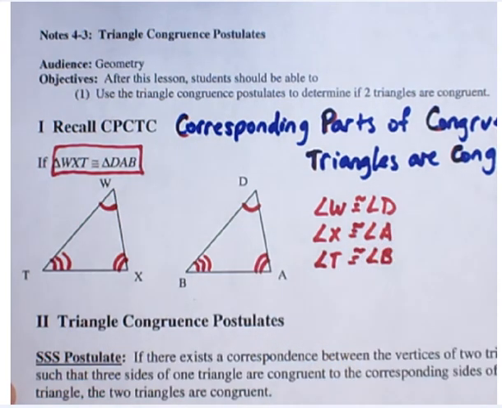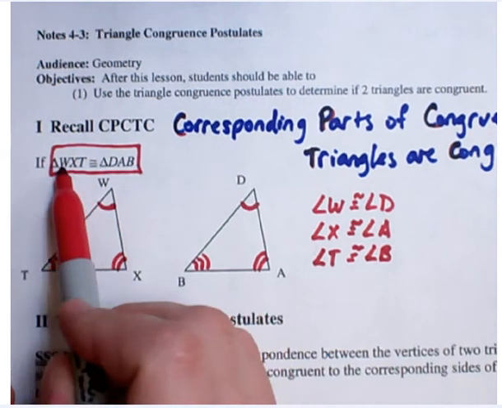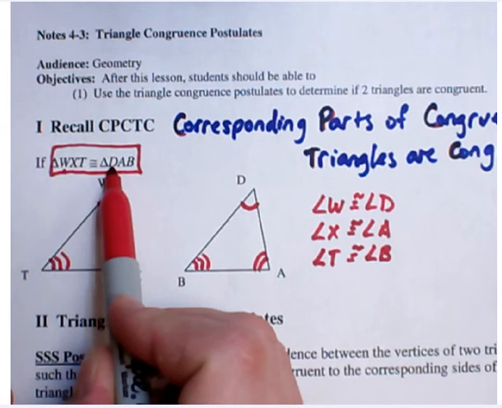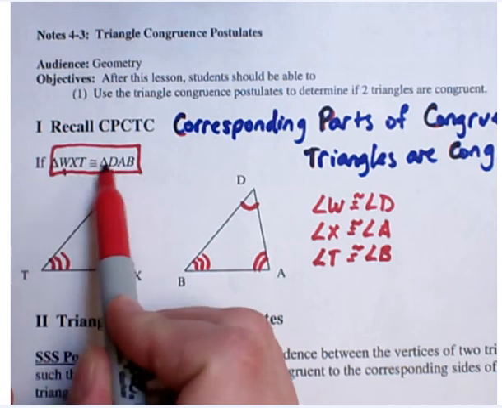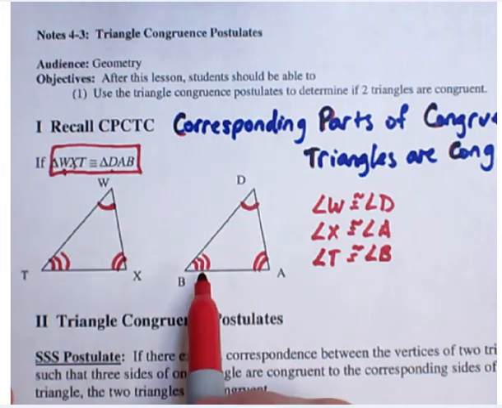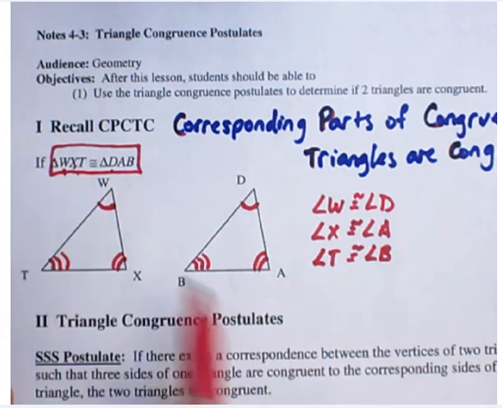And one thing, you can use the picture to match it up, but you can also use the statement. W and D are the first letters in each part of the statement. They correspond. X and A, T and B. So if the pictures are turned around or reflected or something, use the statement to match up the corresponding parts.